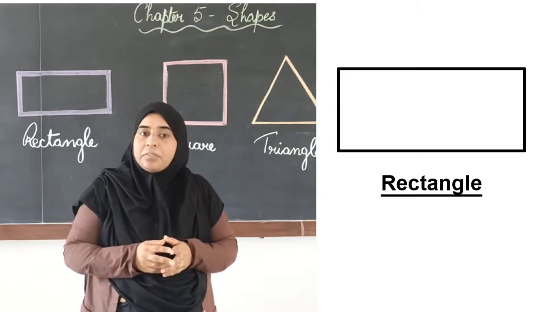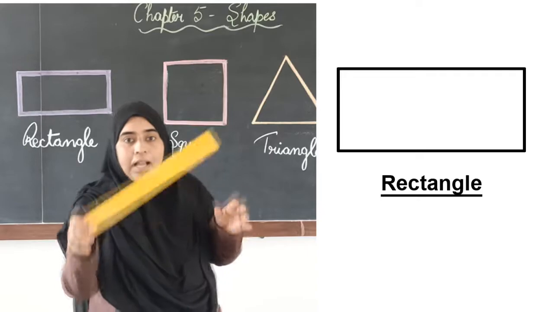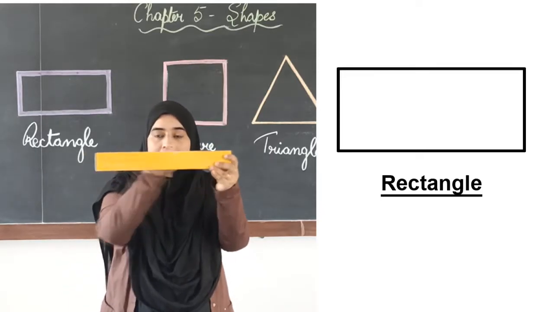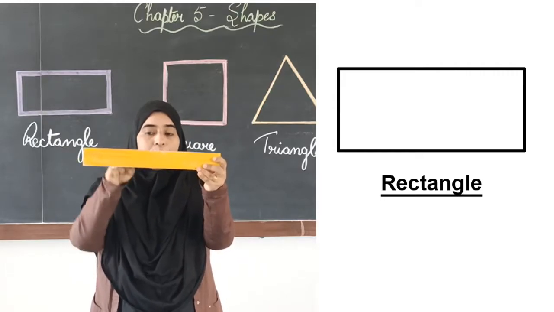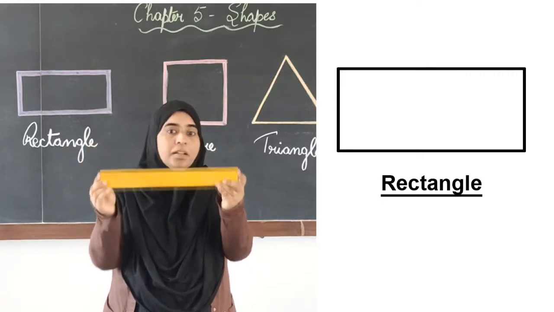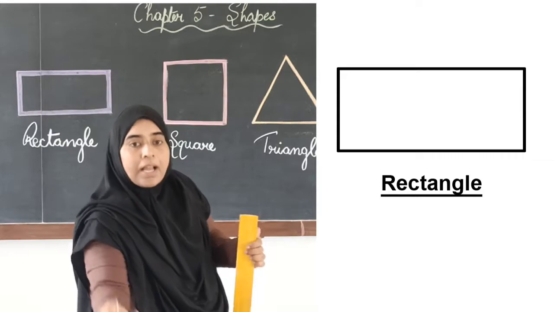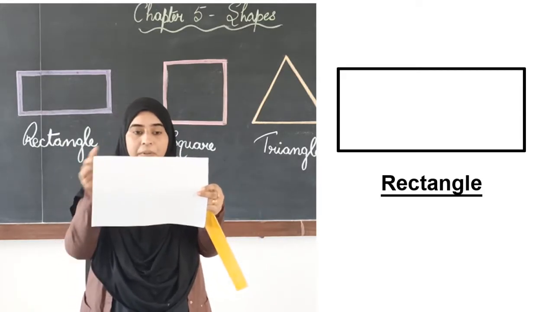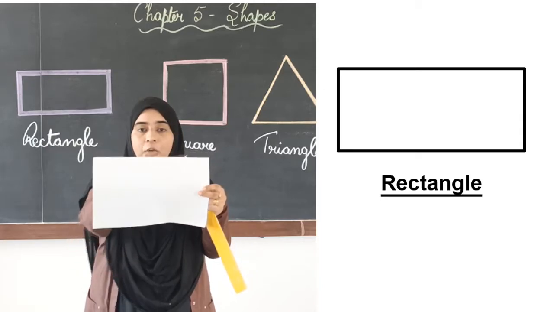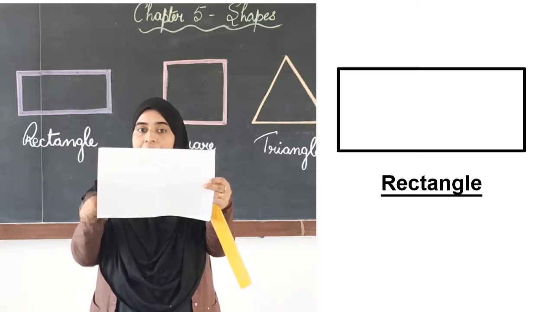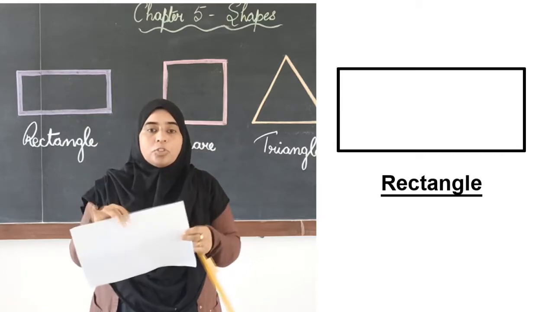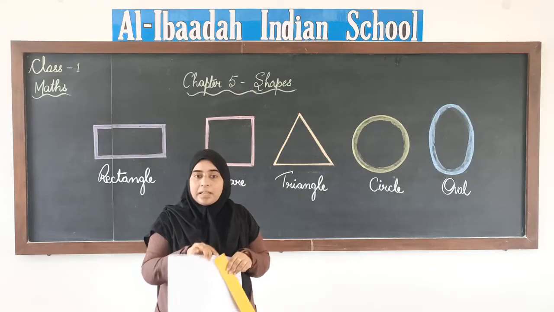Now, an example that we can give for a rectangle: I have a scale here which is rectangle in shape. You can see it has four sides and opposite sides of the scale are equal. Same way, I have a paper also which is again rectangle in shape. Opposite sides are equal and how many sides is it having? Four sides. 1, 2, 3, 4. So these are the examples for rectangle.